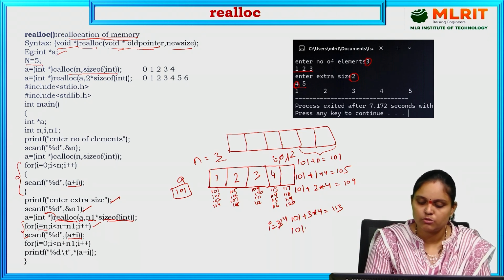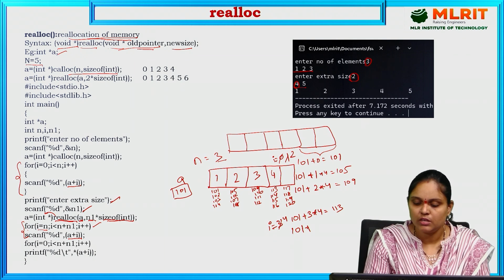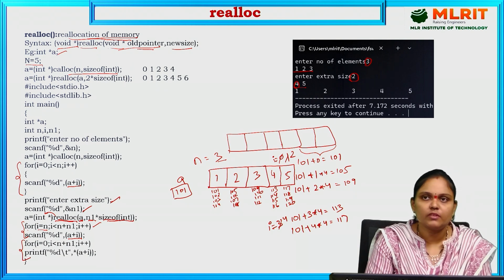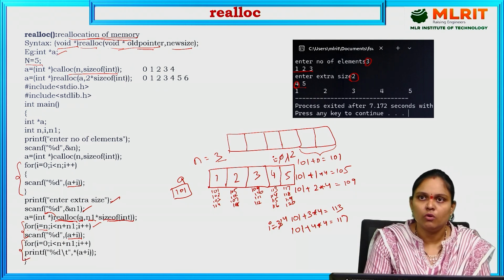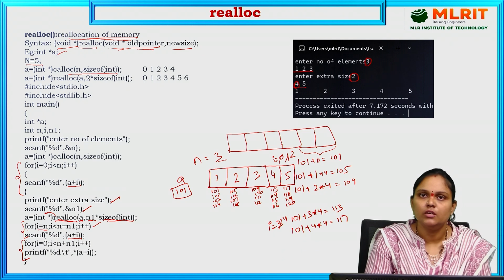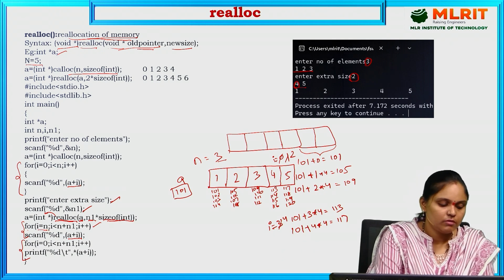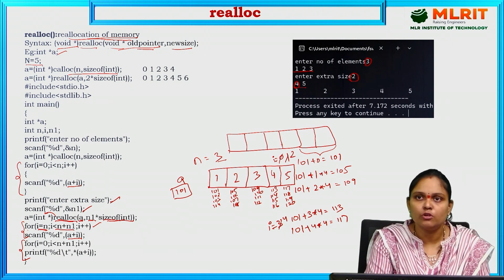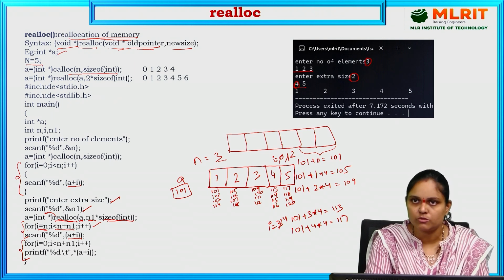So the next value we are storing in A plus i. A is 101 and i is equal to 4. So 4 into 4, that will be 117. So the next value we are storing in the 117 address location, then the next 4 bytes. And by using this printf inside the for loop, we are printing all the values from the starting address, all the 5 elements. So see here, check the condition. We are taking i equals n and i less than n plus n1. In the for loop we are giving the condition n plus n1 because we need to read the next 2 elements also.